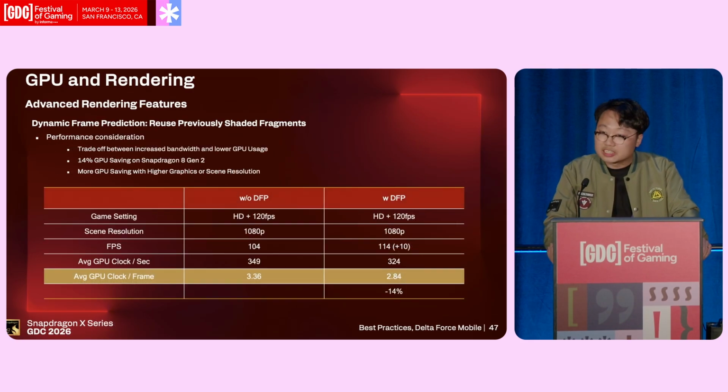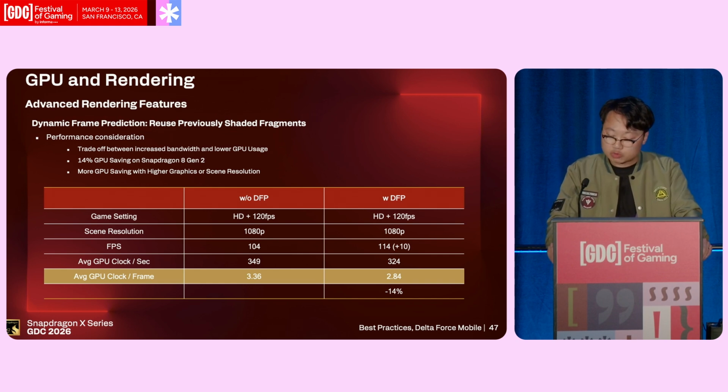The performance data was also very impressive. The frame rate increased by 10 frames, while the GPU clock actually decreased. Ultimately, we achieved a 14% reduction in the GPU workload. And if you push the quality settings higher or increase the resolution, the gains become even more significant.